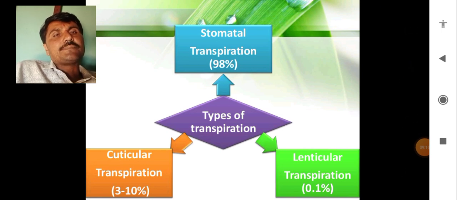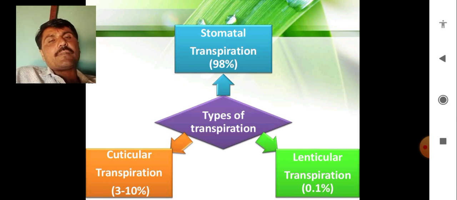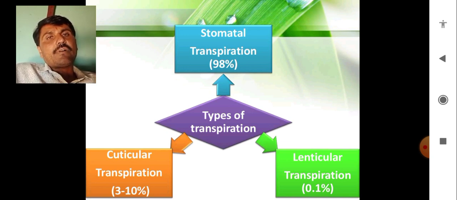Look at this chart. What we see here is that there are three types of transpiration, and the percentage of each transpiration is represented here. The very first, shown in the blue square, is stomatal transpiration, which takes 98% of the whole transpiration process of water loss, whereas cuticular transpiration is 3 to 10%.